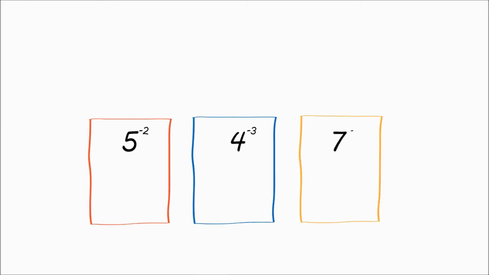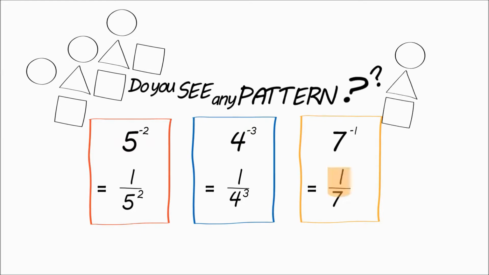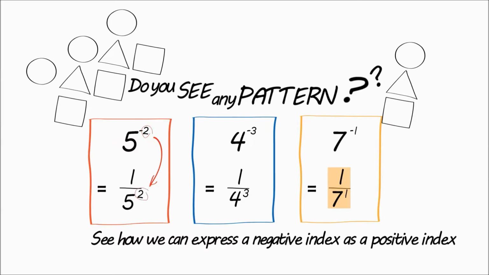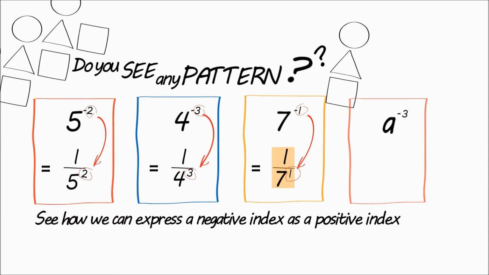Take a look at these examples again. Do you see any pattern? Notice that 1 over 7 here can be written as 1 over 7 to the power of 1. See how we can express a negative index as a positive index. Now try to express a to the power of negative 3 in positive indices. Yes, it is 1 over a cubed.